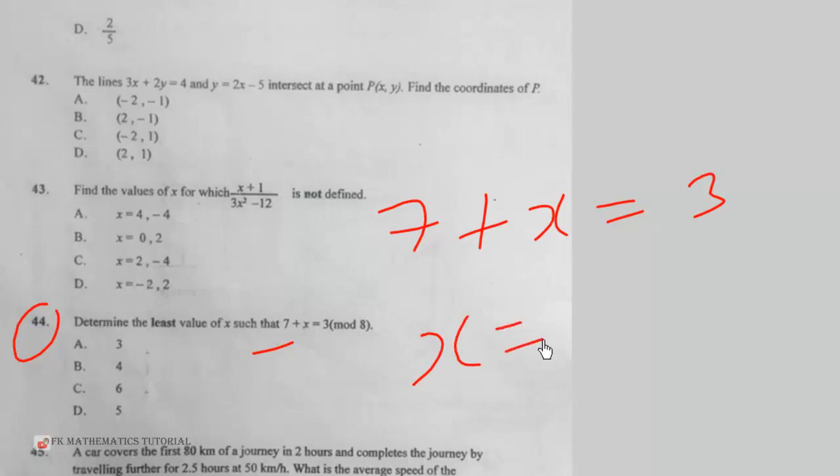We have to determine the least value of x such that 7 + x is equal to 3 modulo 8. 3 modulo 8 is 3. So x will be equal to 3 − 7, so x will be equal to negative 4. In modulo, we deal with positive values, so we keep adding the modulo, which is the 8, until we get the first positive number. So x will be equal to negative 4 + 8, which is 4. So we stop there. That's the least one. When we continue, we are going to get the one that is not the least. So x will be equal to 4.